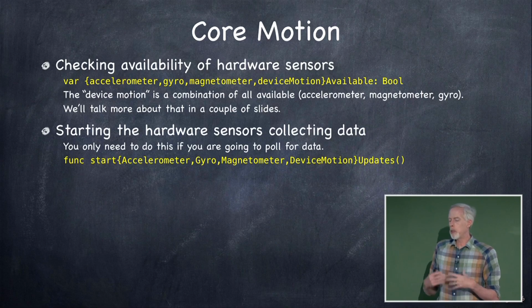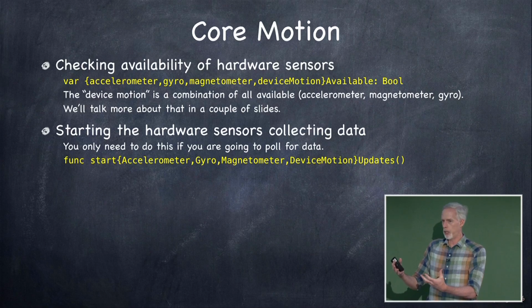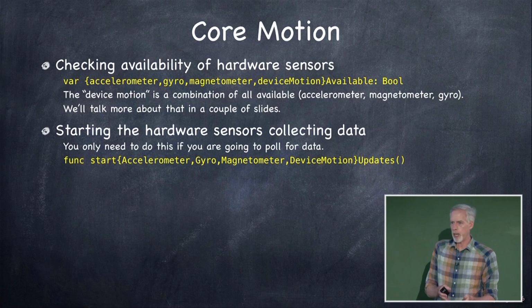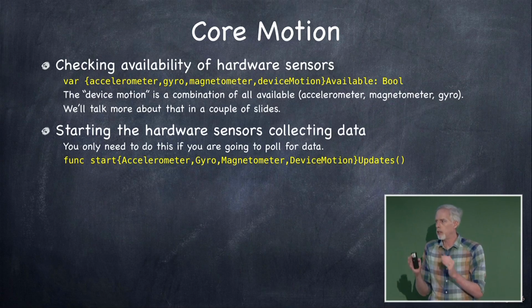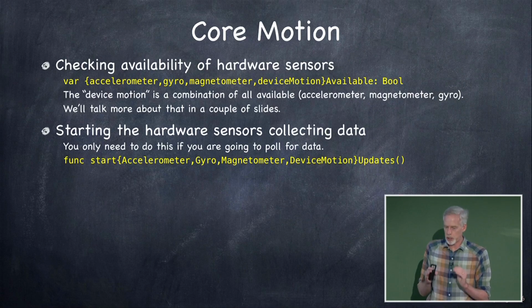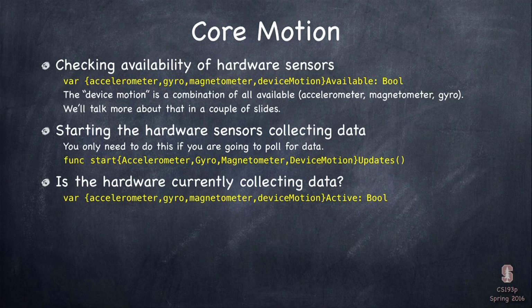Now, if you're doing the polling case, how do you start this thing up? You just say start accelerometer updates, start gyro updates, and it'll start looking at that hardware. Now, this is not free. Having this listen to these pieces of hardware costs battery especially, and some CPU too, but it costs battery. So don't turn this on unless you're really ready to start getting the information. You can ask the CMMotionManager whether it currently has that hardware fired up by saying accelerometer active, and that's a Bool, yes or no.